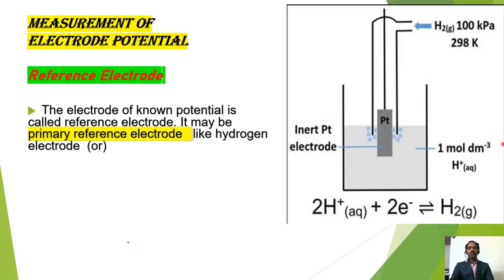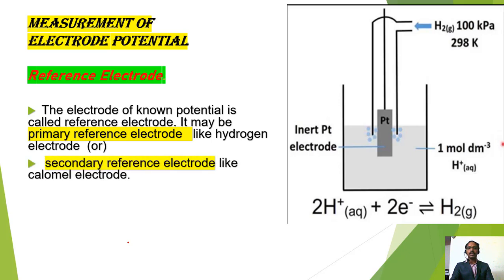The electrode of known potential is called a reference electrode. It may be a primary reference electrode like the hydrogen electrode, or a secondary reference electrode like the calomel electrode. Two types of electrodes are there, primary and secondary. The example for primary is the hydrogen electrode, and for secondary it is the calomel electrode.